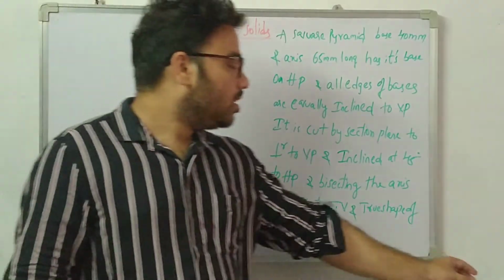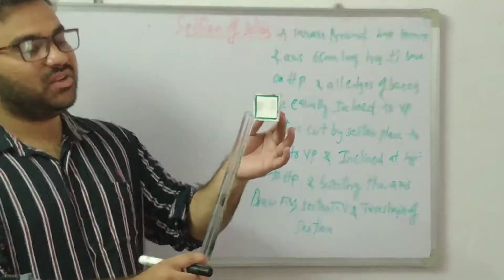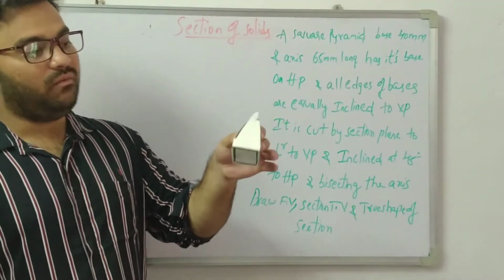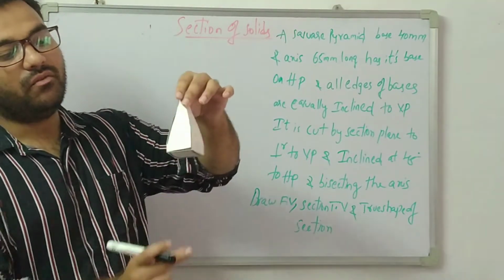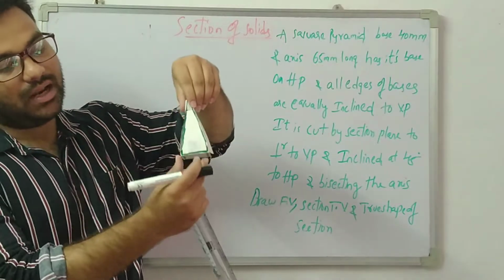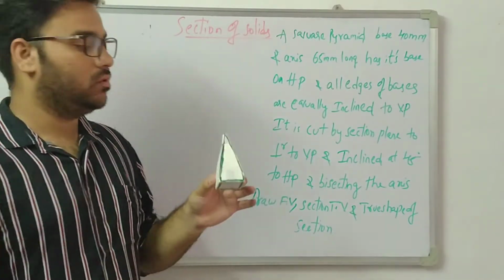So this is my square pyramid. It has one base, a square shape, and we have four triangular faces. These are the four triangular faces we are going to see, and along with that we have one apex. So this is the problem.